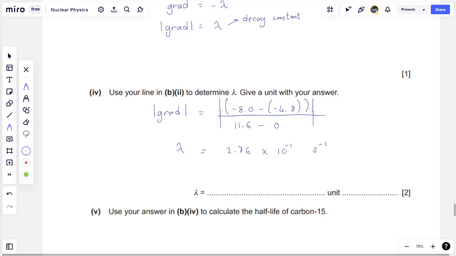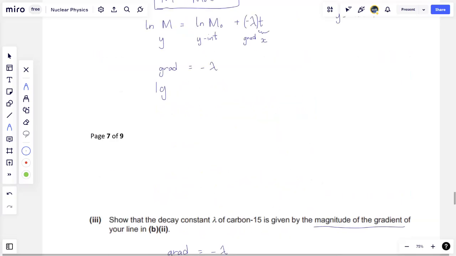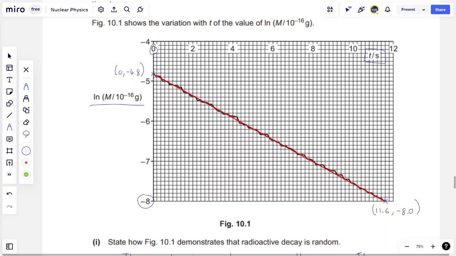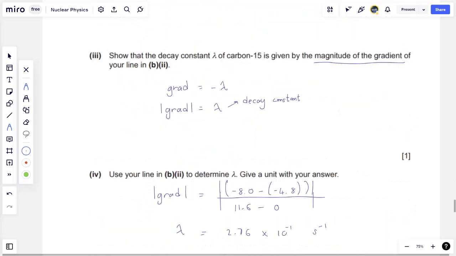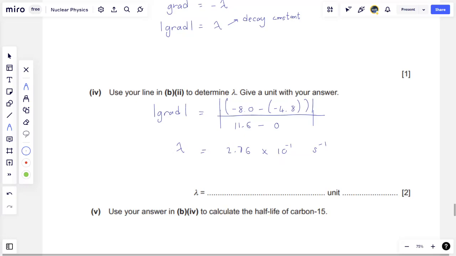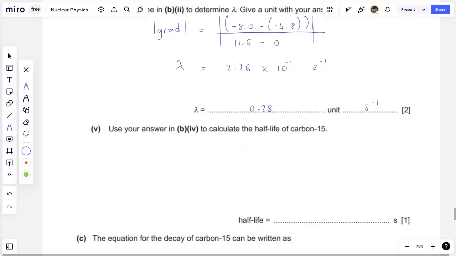The decay constant will be measured per second, which makes sense. Change in y over change in x is a change in something that's dimensionless, no unit, divided by a second. 1 over a second is per second. And so I can write this as 0.28, same thing as 2.76 times 10 to the -1, giving it to 2 significant figures, and the unit is per second. And so that closes out that question.